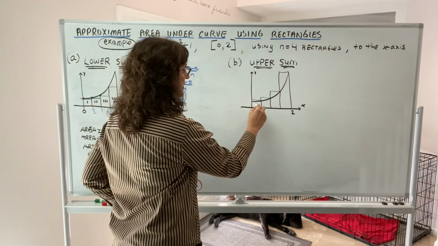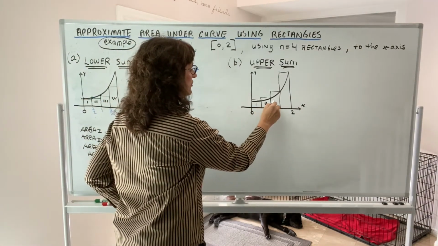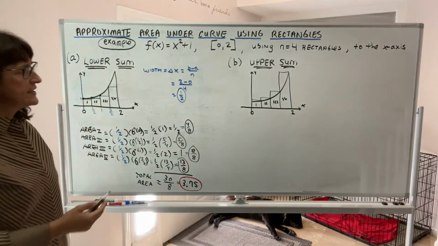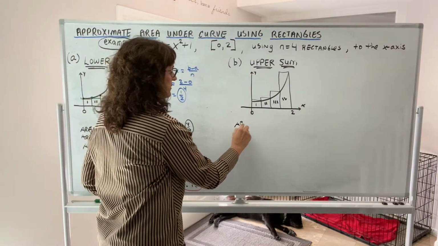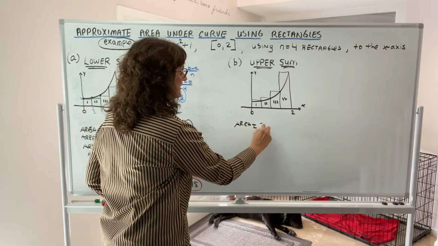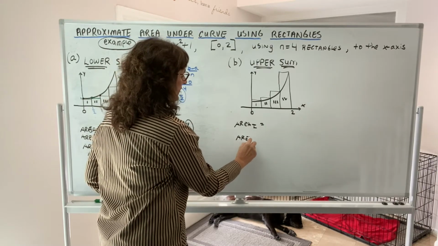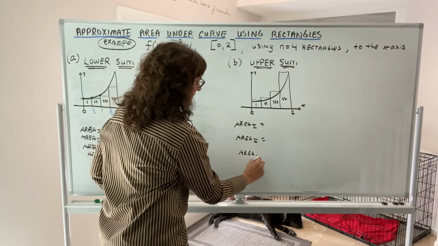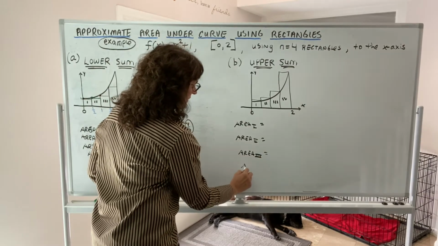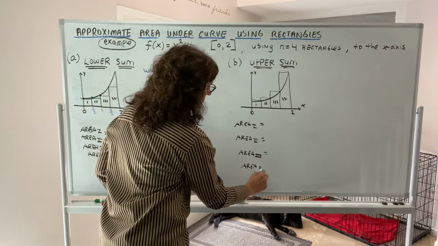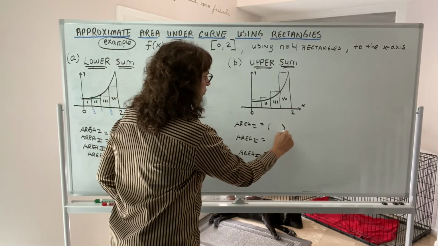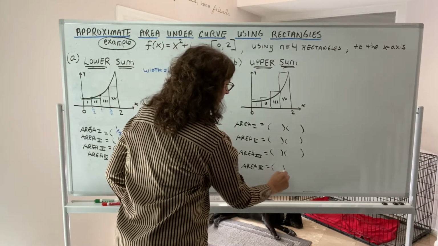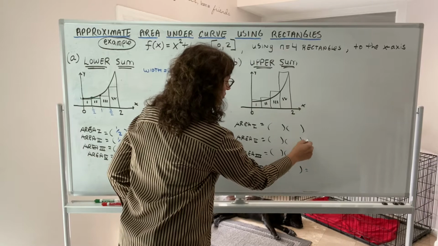So let's go ahead. This is our rectangle 1. This is going to be our rectangle 2. Here's rectangle 3, and here's rectangle 4. And we want to approximate the area using these rectangles. So let's write this up. We want the area of rectangle 1, the area of rectangle 2, the area of rectangle 3, and the area of rectangle 4. It's going to be width times height for each of these 4 rectangles.